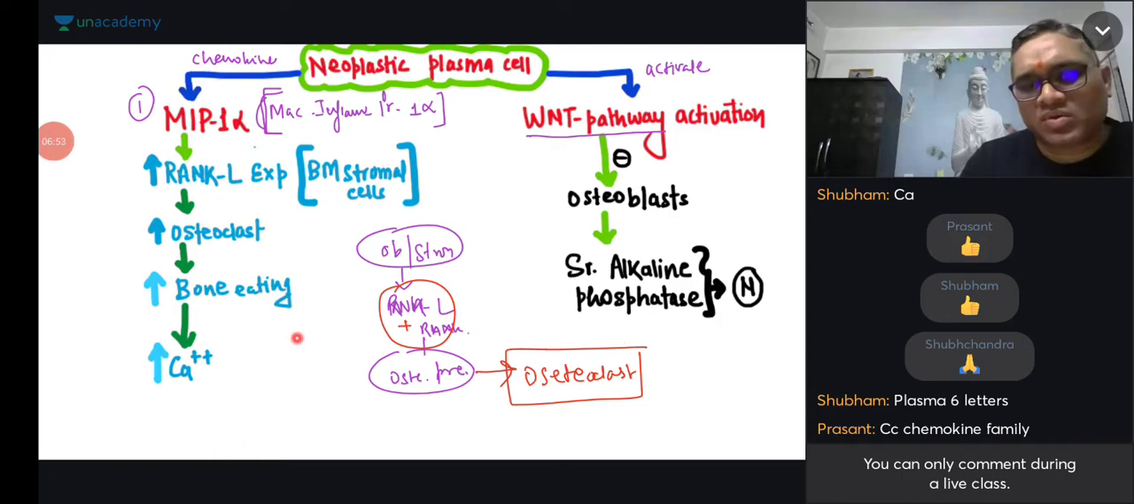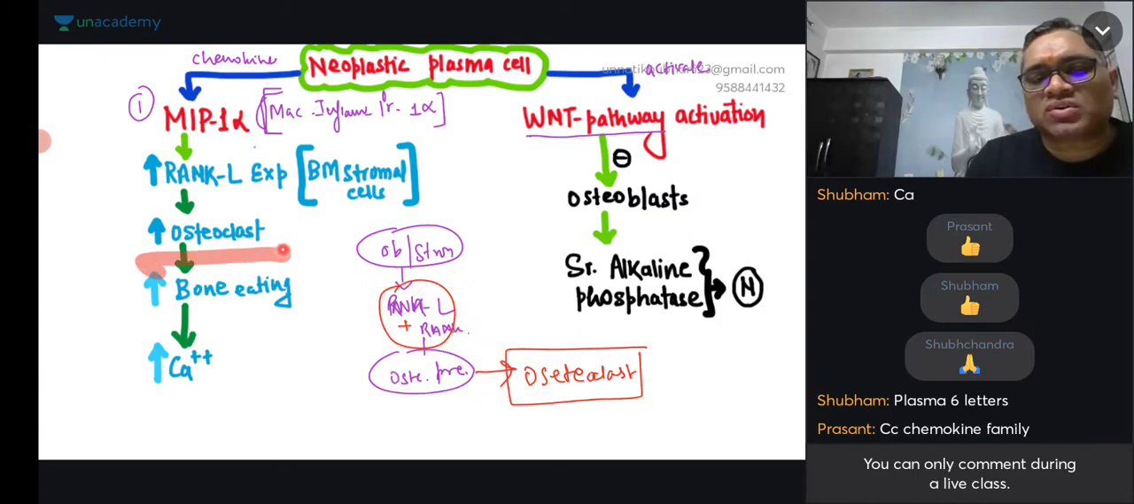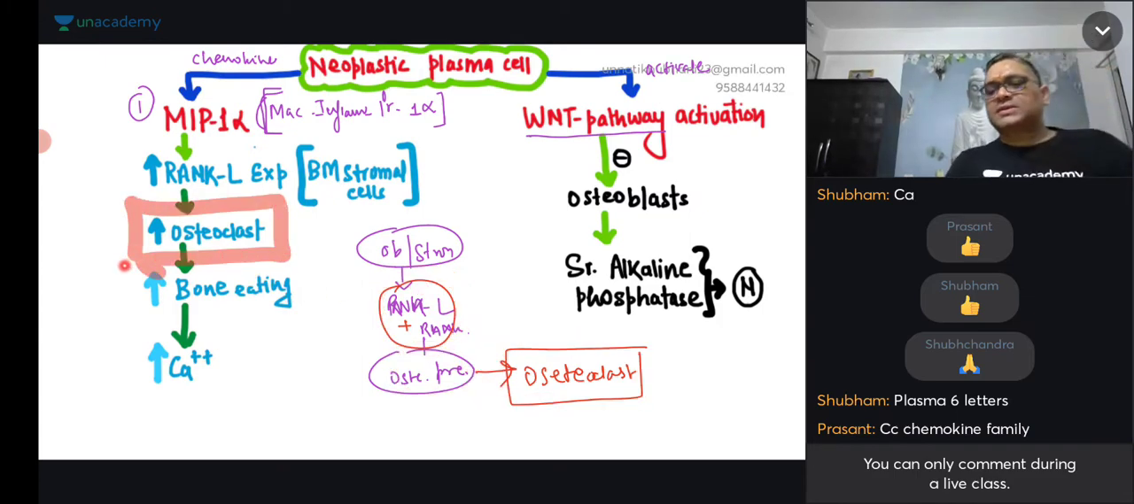Right? So this is the simple basic concept of the bone pathology. Stromal cells have RANK ligand. Osteoclastic cells have RANK receptor. So when RANK ligand and RANK combine, only then is this precursor converted into a mature osteoclast. And what is this osteoclast? Modified macrophage of the bone.